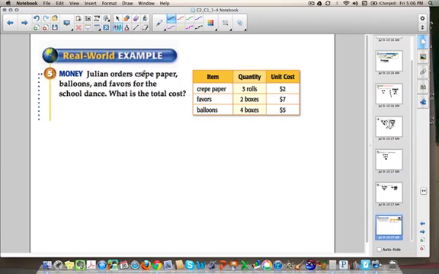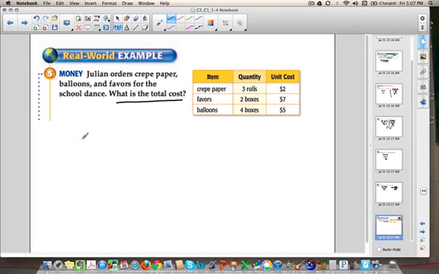Here we're going to try a word problem. It says, Julian orders crepe paper, balloons, and favors for a school dance. What's the total cost? So here's a little table showing everything that Julian ordered. Looks like they ordered 3 rolls of crepe paper, and the crepe paper cost $2 a roll. They ordered 2 boxes of favors, and it cost $7 a box. And they ordered 4 boxes of balloons, and the balloons cost $5 a box. So we need to figure out what was the total cost.